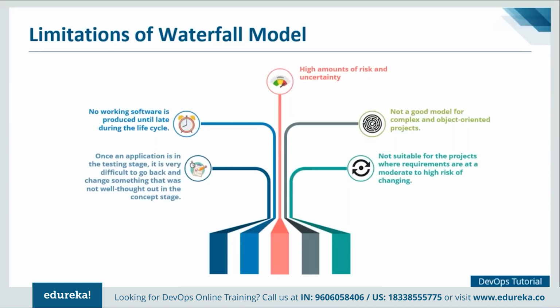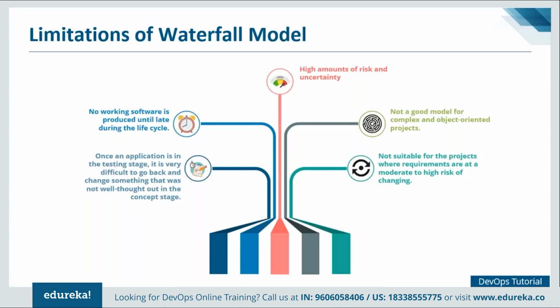Now, what I mean by that, suppose you have written the code for the entire application, but in testing, there is some bug in that particular application. Now, in order to remove that bug, you need to go through the entire source code of the application, which used to take a lot of time, right? So that is one very big limitation of waterfall model. Apart from that, no working software is produced until late during the life cycle. We saw that when we were discussing various stages of waterfall model.